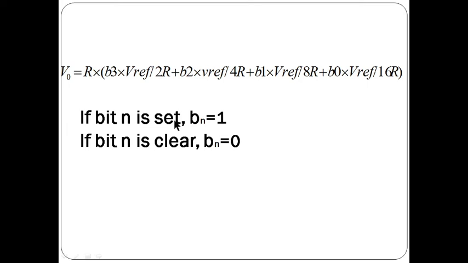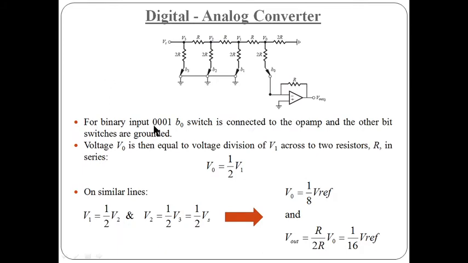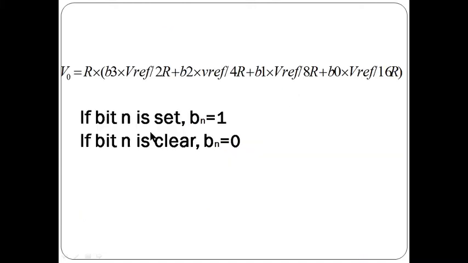If the bit n is set, meaning the bit value of this bit n is on, then we will take this value as 1, and if the bit n is clear, then we need to take its value as 0. Suppose the value is 0 0 0 1, meaning the value of bit 3 is 0, bit 2 is 0, bit 1 is 0, and bit 0 is 1. So while solving this, we take B3 as 0, B2 as 0, B1 as 0, and only the value of B0 is 1, and all the other values are 0 there.